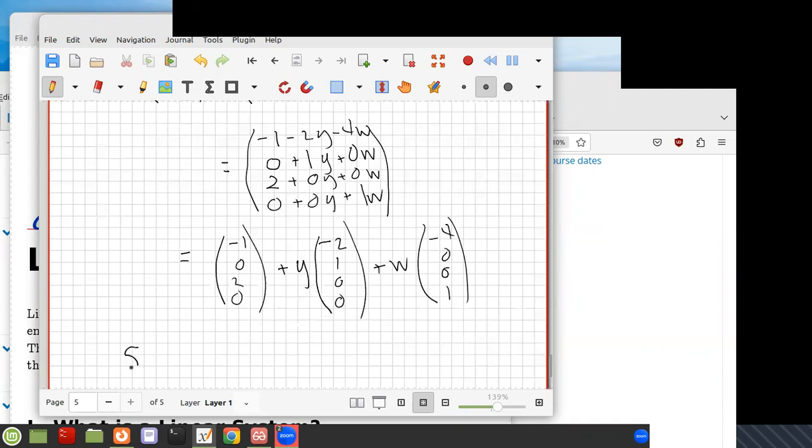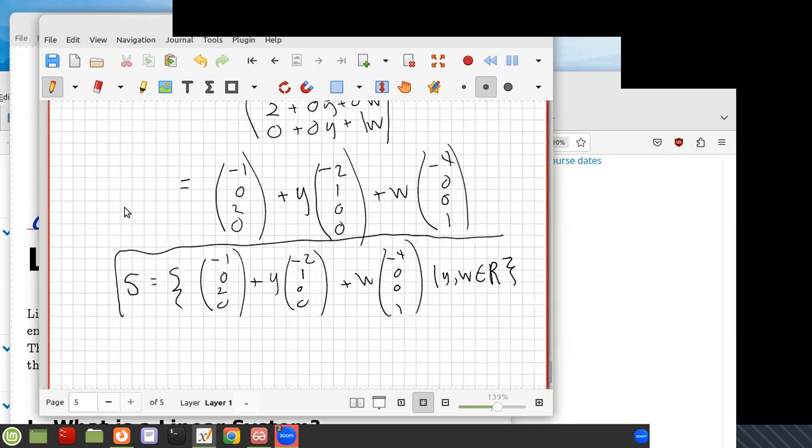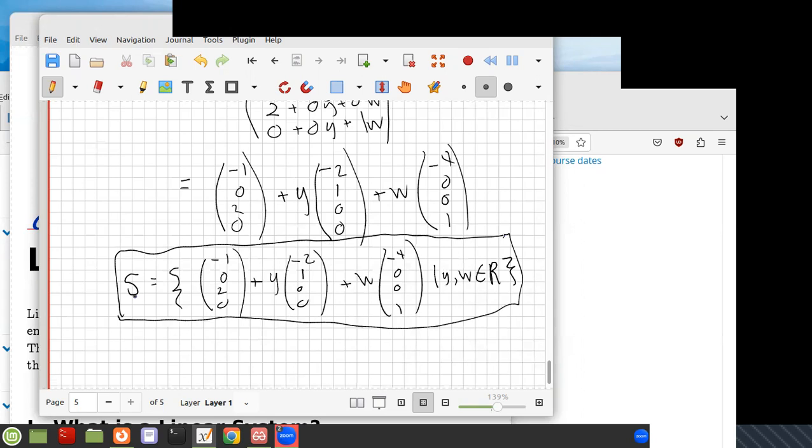Then to write the final solution set, you would write S equals -1, 0, 2, 0, plus Y times -2, 1, 0, 0, plus W times -4, 0, 0, 1, such that the free variables Y and W are any real numbers. So this is the answer that we were looking for. What do you think? Is that what you guys got?